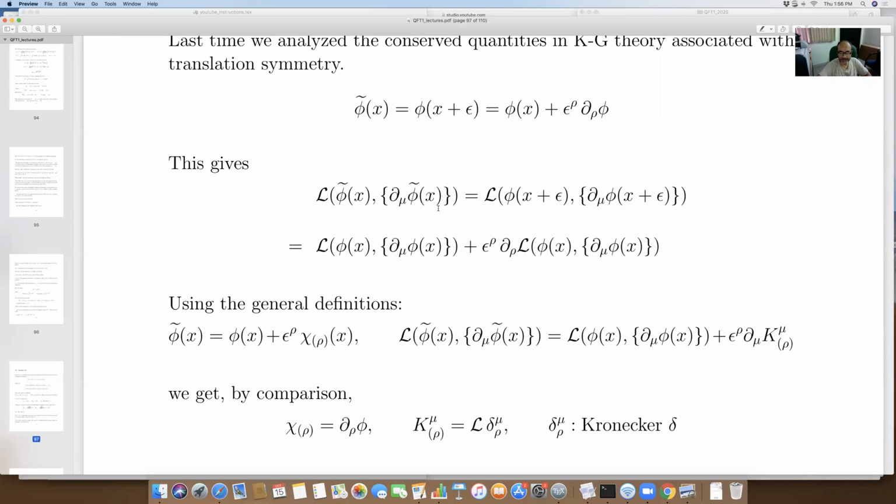Of course, if the Lagrangian has explicit x dependence, then this is not true. Then translation is not a symmetry, and then, of course, there's no conserved charge. But we have already assumed that the Lagrangian is translation invariant. Once you assume that the Lagrangian is translation invariant, then this is the structure. Okay, sir. Okay?